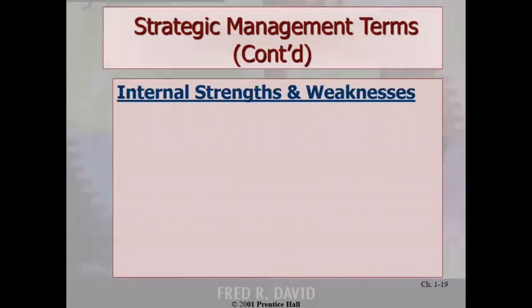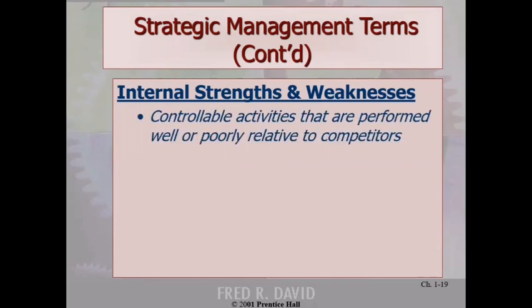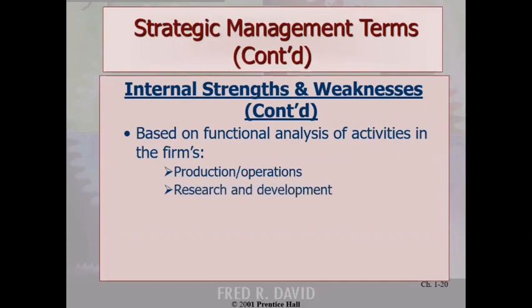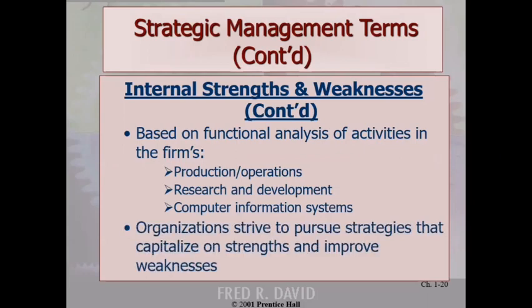Okay? So, let's go now to the internal strength and weaknesses. The internal strength and weaknesses, as we have discussed, are an organization's controllable activities that are performed well or poorly relative to competitors. So, they arise in the management, marketing, finance, production or operation, research and development, information system, computer information system natin. Okay, so organizations strive to pursue strategies that capitalize on strength and improve weaknesses.